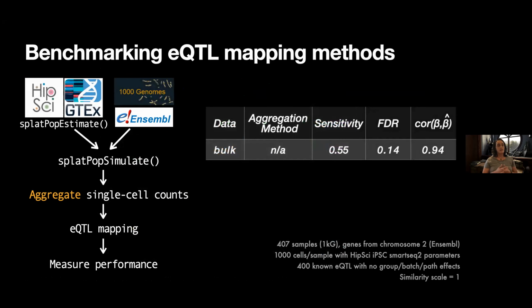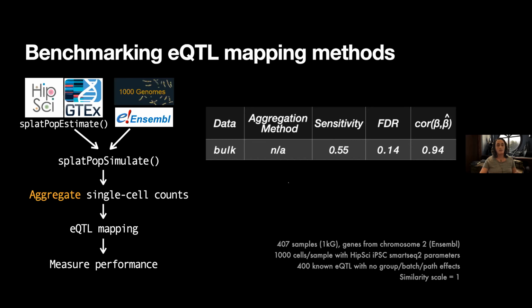And then finally, I'm going to end with just showing you a little bit of a teaser about how we can use SplatPop simulations for benchmarking eQTL mapping methods. What I'm showing here is the performance of eQTL mapping using the simulated gene means, which is essentially just simulated bulk data. So here you can see that we were able to identify over half of the eQTL with a pretty low false discovery rate.